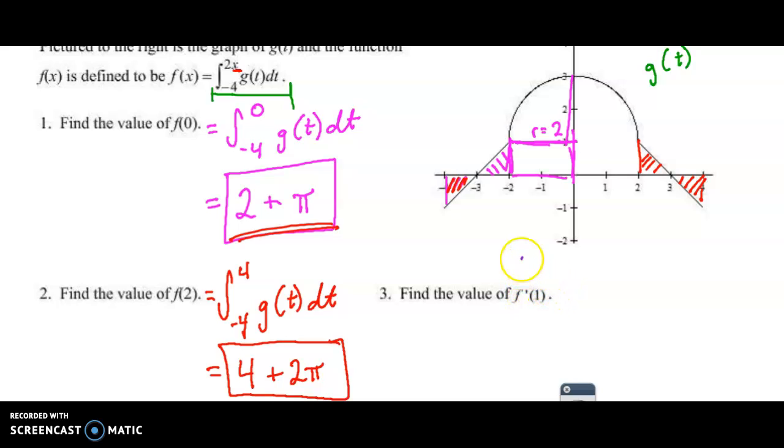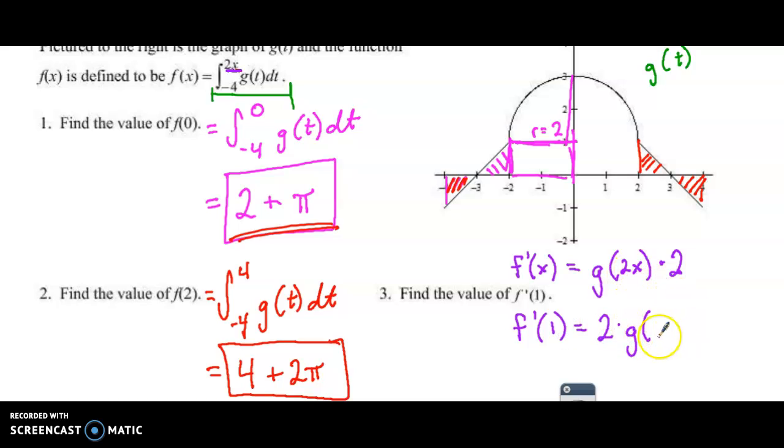The first thing I would do is figure out what f prime of x is. Well, if we go back to this problem, the antiderivative will cancel out with the derivative, so it's going to be g of 2x, but then you have to double because you have to take the derivative of 2x. So if I ask you to do f prime of 1, to me that's saying 2 times g of 2 times 1, which is 2.